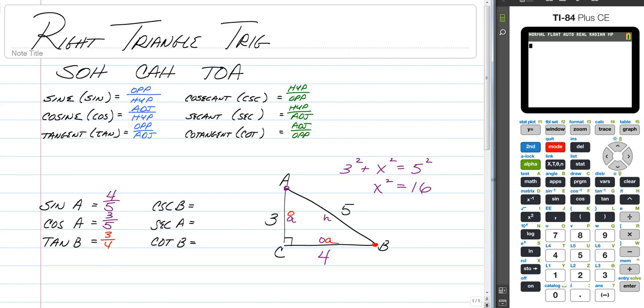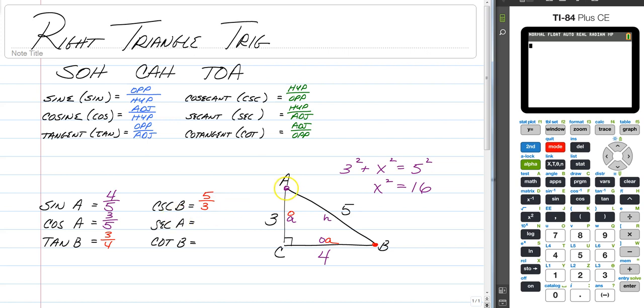For the cosecant of B, cosecant is the reciprocal of sine. So if sine is opposite over the hypotenuse, sine would be 3/5. Then cosecant would be 5/3. Okay? So you just have to take the reciprocal. You just do it in the opposite order.